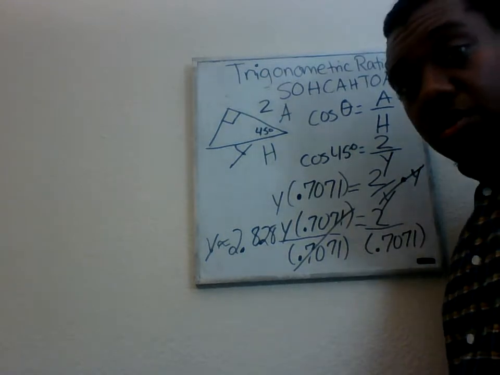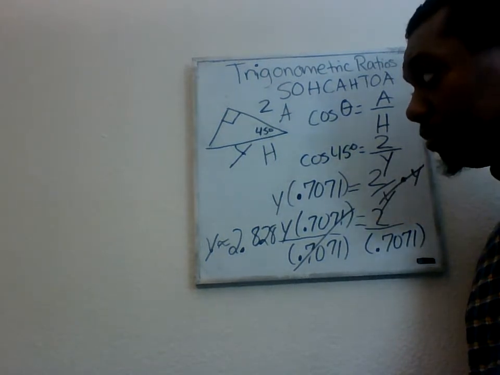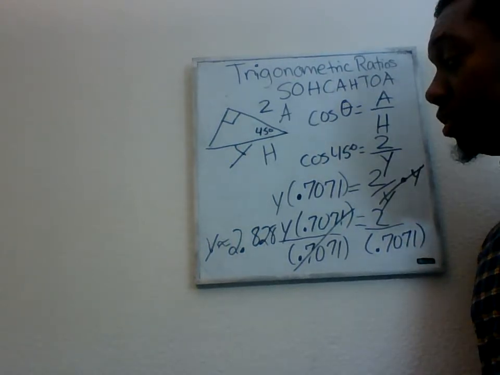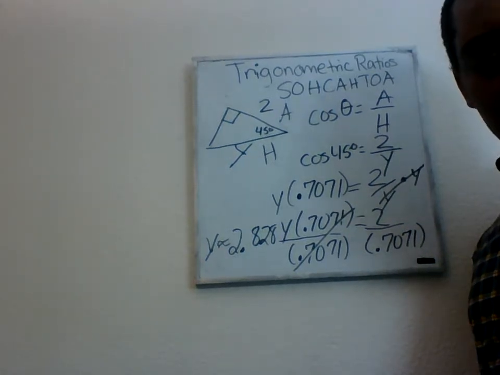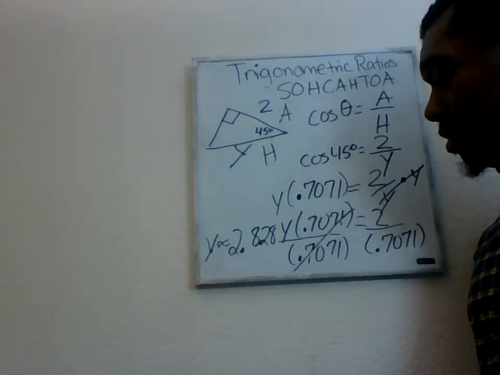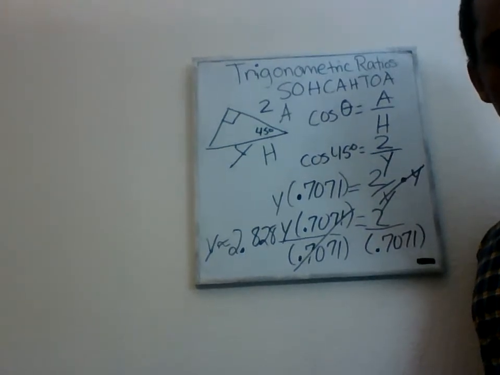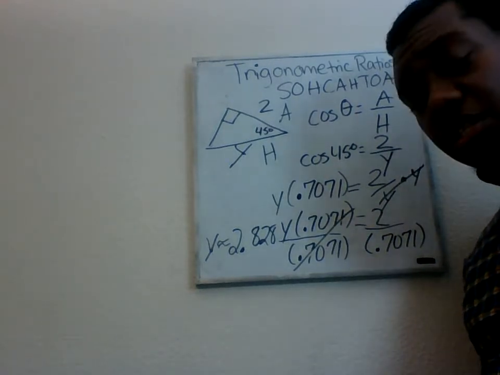That's what I end up with, 2.828. Or 2 square root of 2, depending on what you got going on there. So that's what I end up with y is, 2.828. Okay, so we just solved for the hypotenuse.